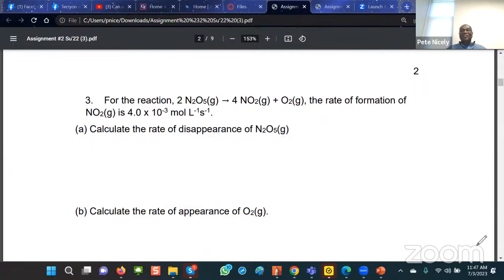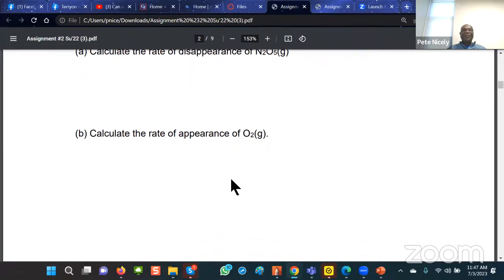All right. So let's see if you can do this on your own. Calculate the rate of appearance of oxygen. Let me scroll down a bit here. All right, so let's see what you can come up with in answer to this question. If you understood what we did in A, you should be able to do the B part.